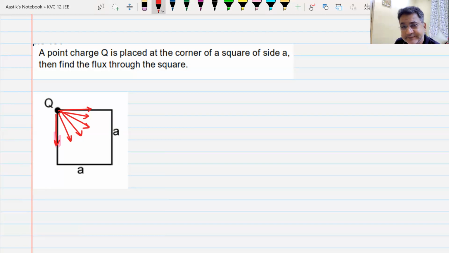If this is your square, the charge is placed here. Now, this charge is going to create field in all the possible directions. But the electric field lines passing through this surface are going to flow along this surface. Yes or no? And the area vector of this surface goes like this, and the electric field lines go like this. So the angle is 90. Flux is 0.